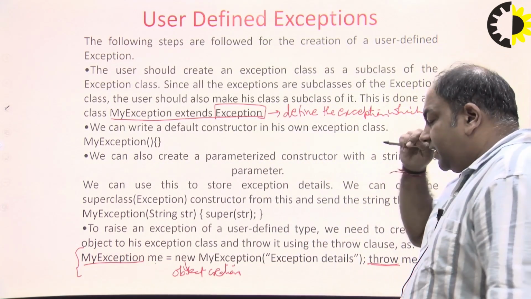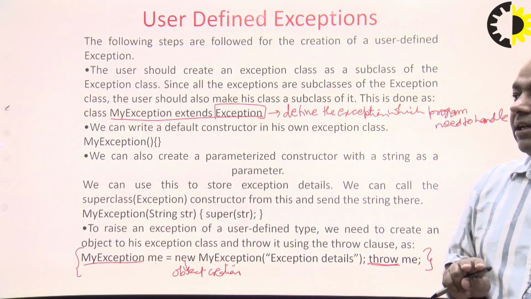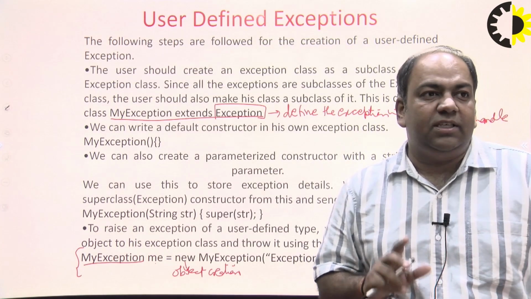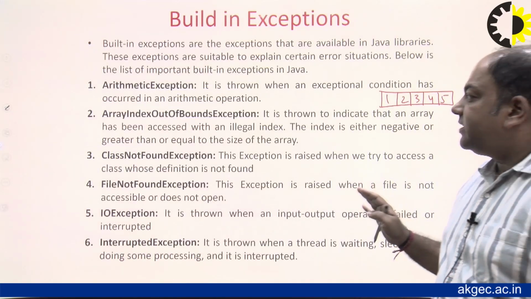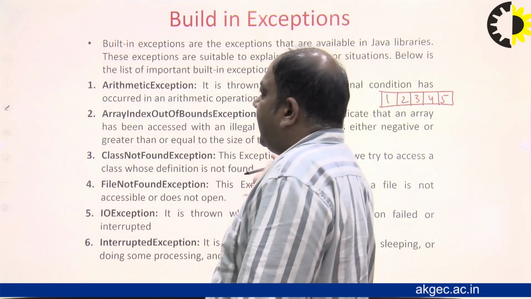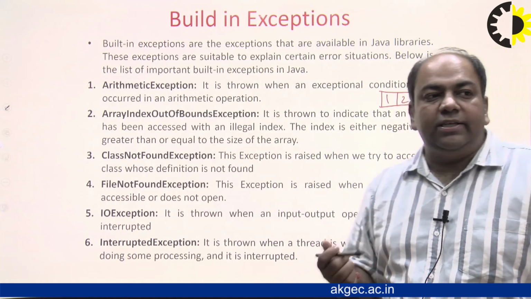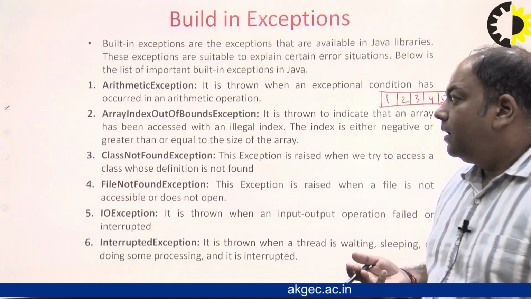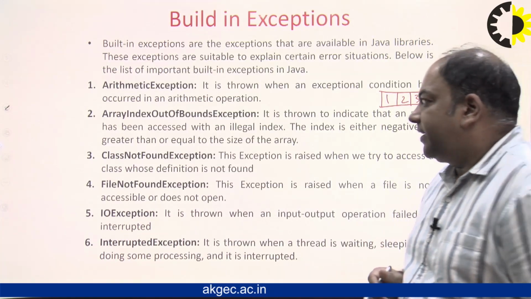So in this lecture we came to know about exceptions. There are basically two categories of exceptions, user defined and built-in exceptions. Built-in exceptions are those which we directly use by their name. In user defined exceptions, we create our own exception and name it according to our coding practice.